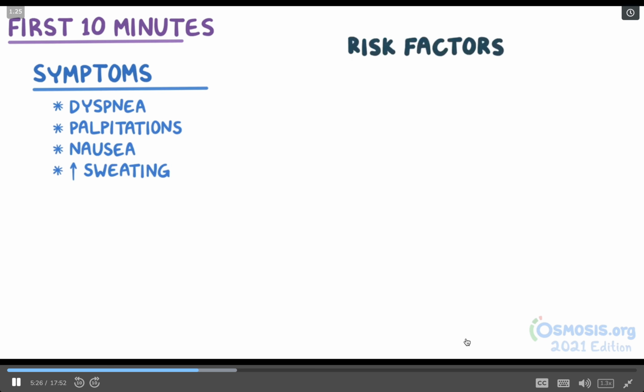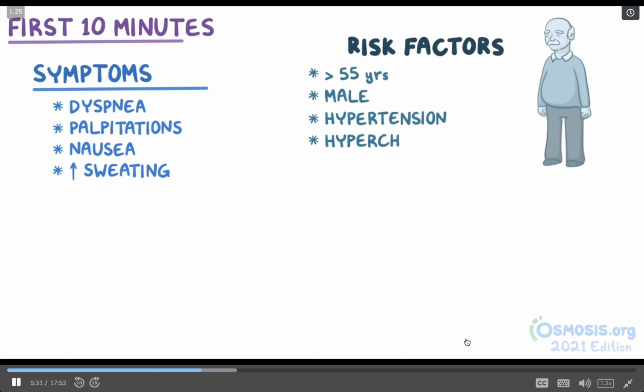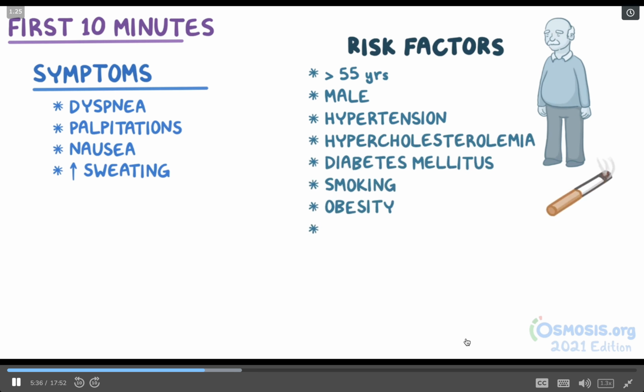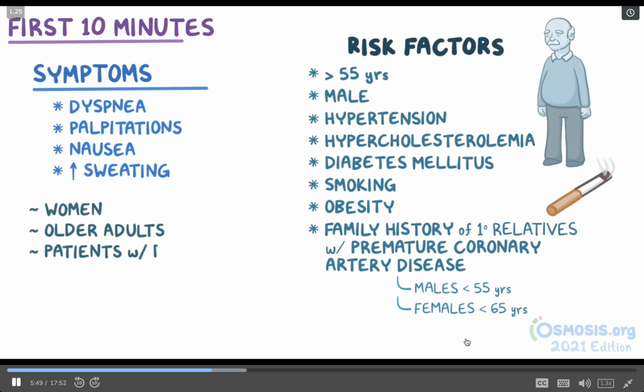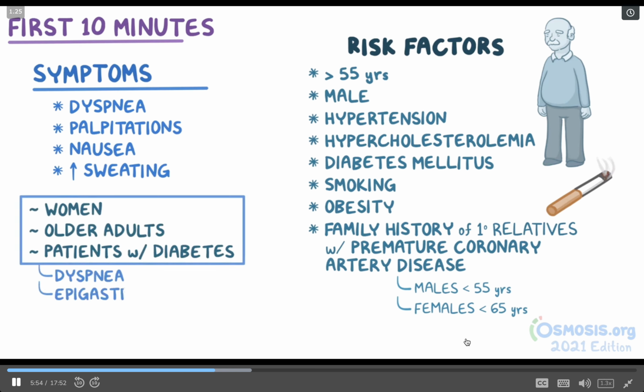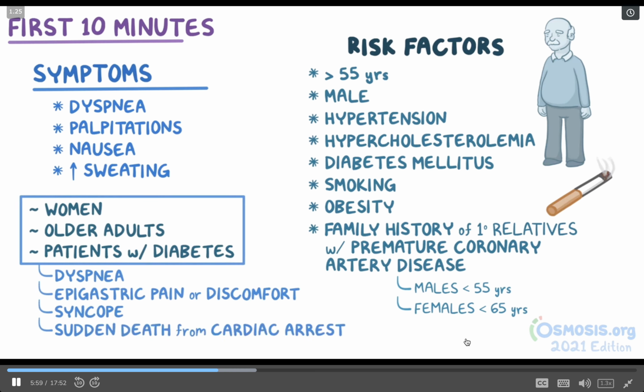And some important risk factors include being over 55 years old, being male, hypertension, hypercholesterolemia, diabetes mellitus, smoking, obesity, and family history of first-degree relatives with premature coronary artery disease, so males before the age of 55 years and females before the age of 65. Also, women, older adults, and patients with diabetes often have atypical presentations, like just dyspnea, epigastric pain or discomfort, syncope, or sudden death from cardiac arrest.